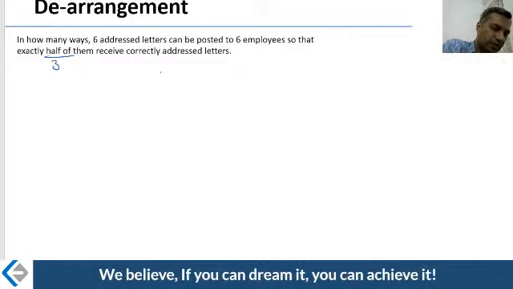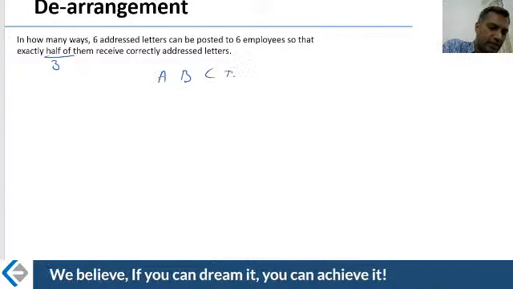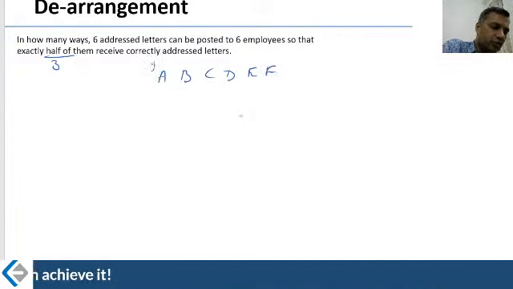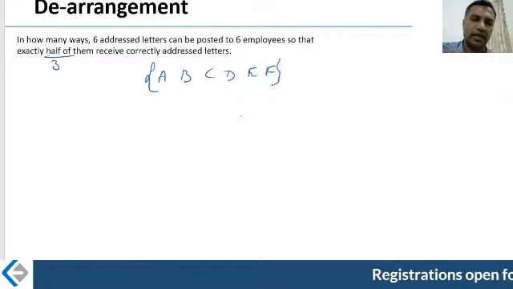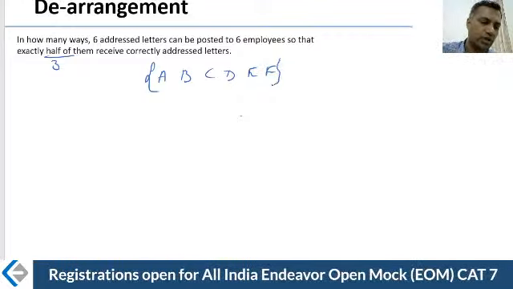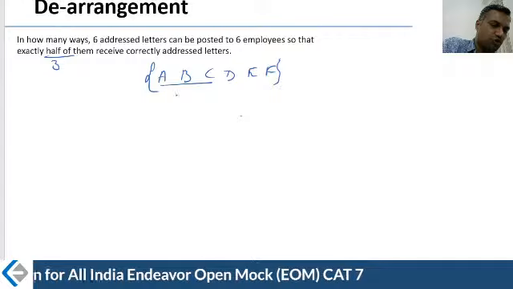Good, there are 6 fellows. Now assume that the names are A, B, C, D, E, F. First, decide which 3 fellows should get the correct letter, where you want to create a confusion, and to whom you want to give clarity. That you have to decide first. Decide which 3 fellows there should be clarity.